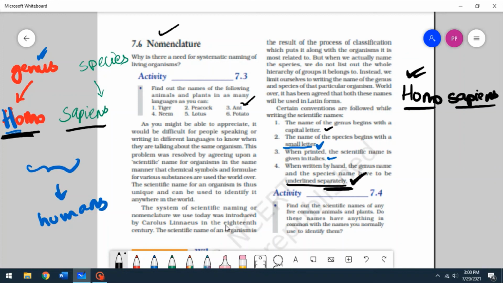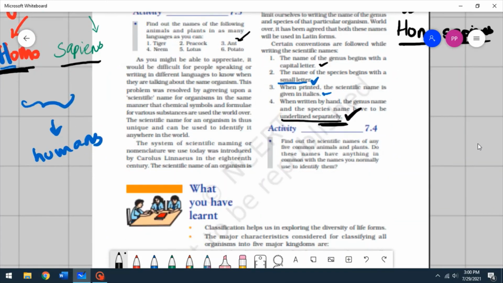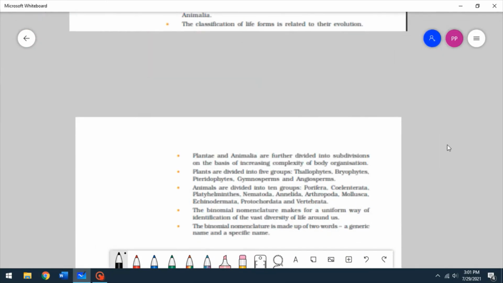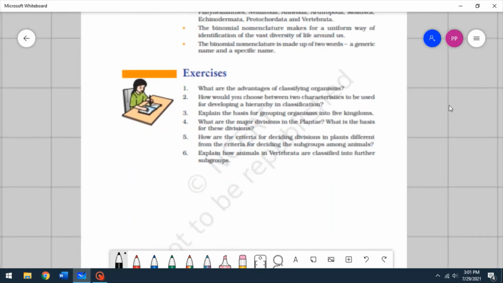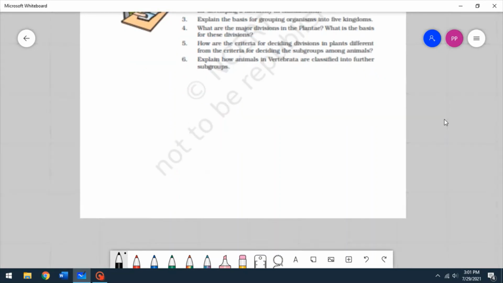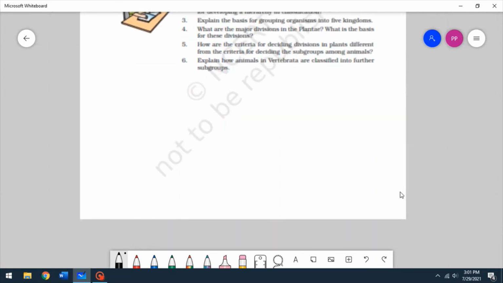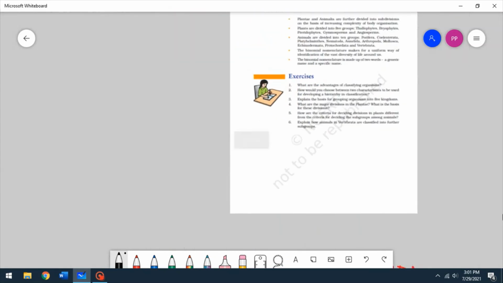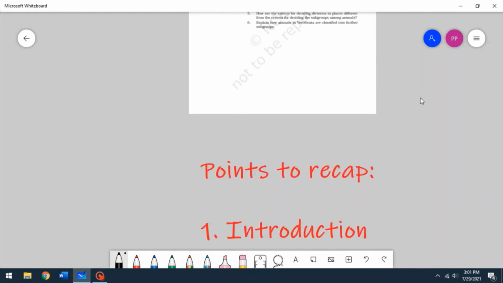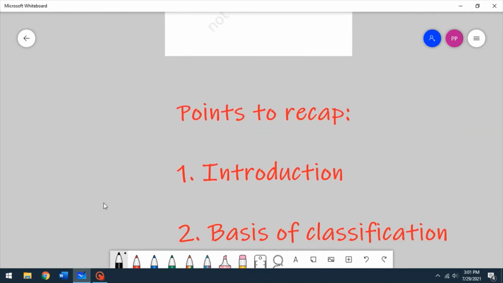So with that we finish this lesson. These are the recap points that you can go over on the day of your exam or the night before your exam. And there are very few questions. There are only 6 questions, so it's going to be easy for you if you're confident about the lesson. So now it's time for points to recap.